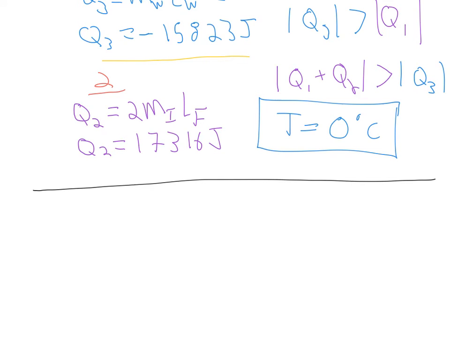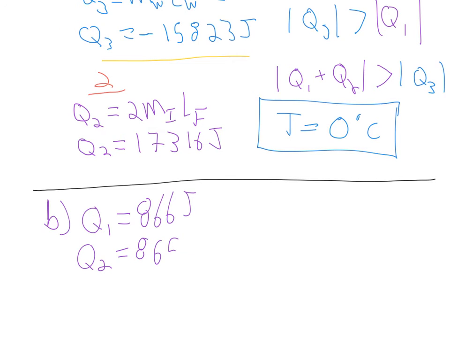Once again, I trust your guys' ability to do that, and so I'll tell you a little bit about what I found. If I redid this, what I found for part B here, in this new situation, is my Q1 is equal to 866 joules, and my Q2 to melt all of the ice came out equal to 8,658 joules. And so the total energy to get all of the ice melted and right to the 0 degrees Celsius, ready to start heating above 0 degrees Celsius, came out to be equal to 9,524 joules. That's a J.